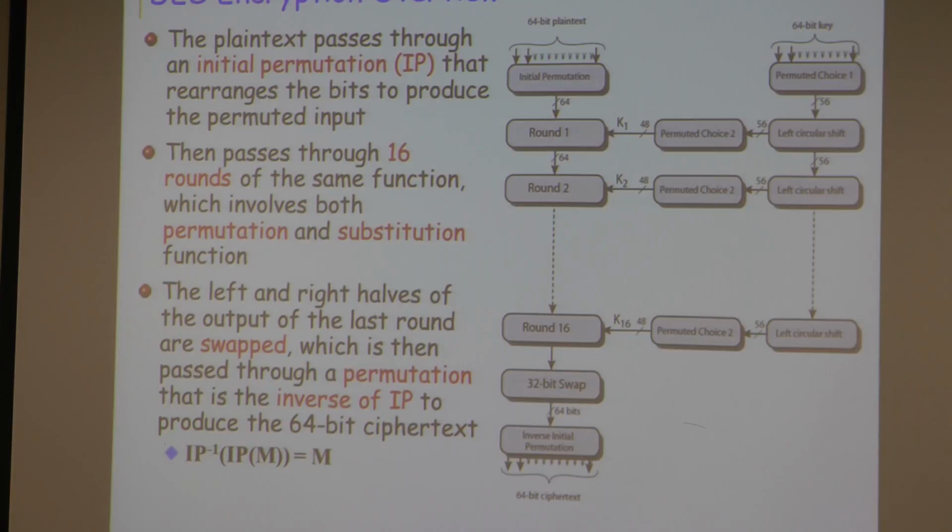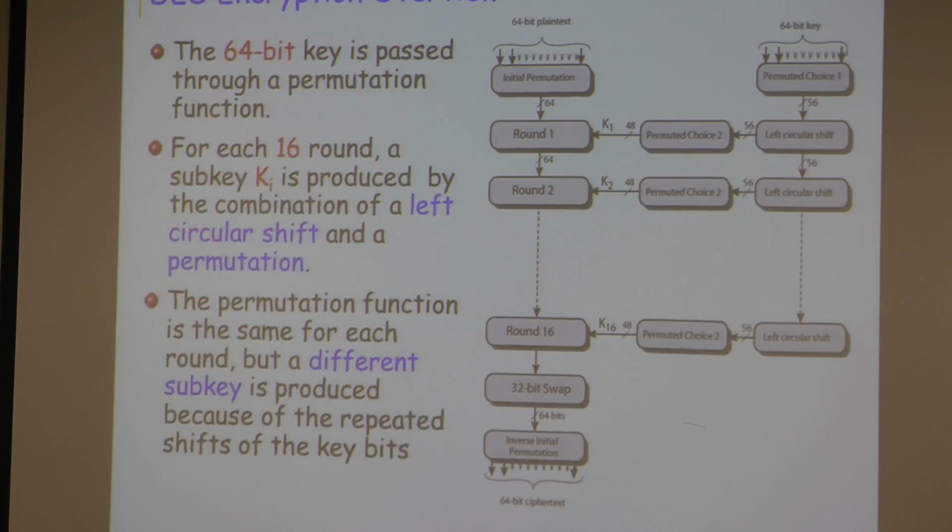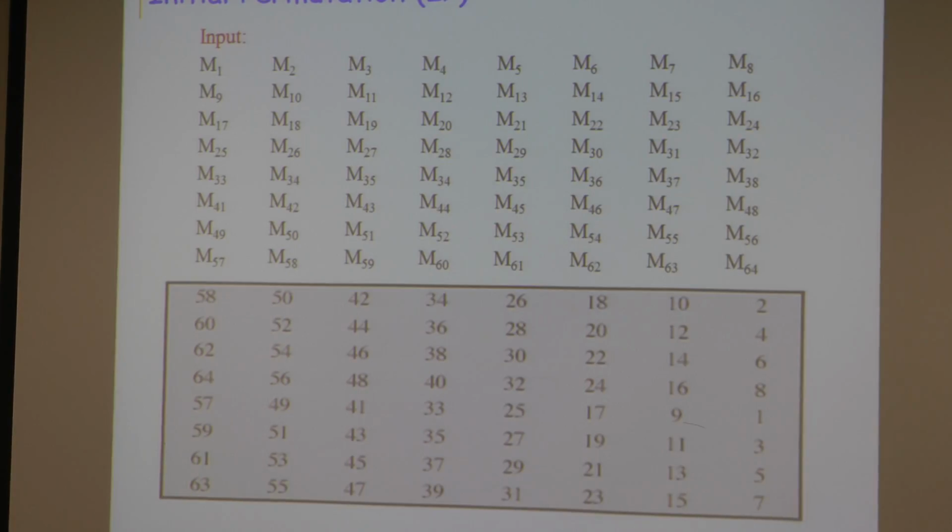Okay? And then in each stage, I repeat the whole process. So I take the output of the left circular shift of the previous stage, and I run it through the permuted choice 2 function. Okay? And then the output of that becomes the key for that round. Okay? That's the high-level overview. Now, let's take a look at how the different tables work.